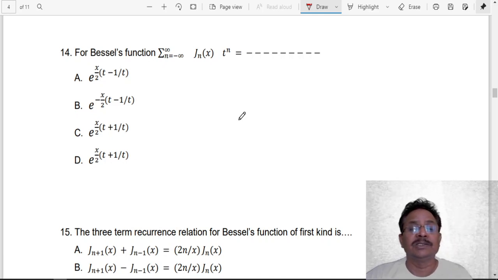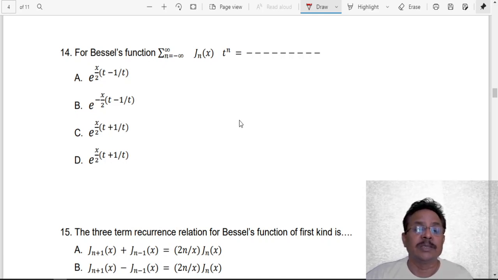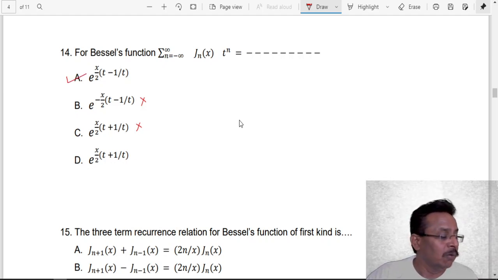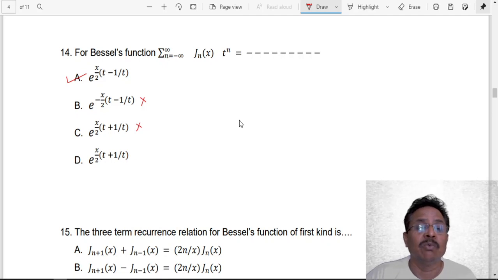So this generating function is simply e raised to x upon 2 into t minus 1 upon t. So this is the function we have to identify. e raised to minus x upon 2 into t minus 1 upon t, this is also not, the plus sign is not there, and here it is also not x upon 2. I think both of these options are just the same. I could have changed one of the options, but the correct option in this question is this A. It is e raised to plus x upon 2 into the bracket t minus 1 upon t.